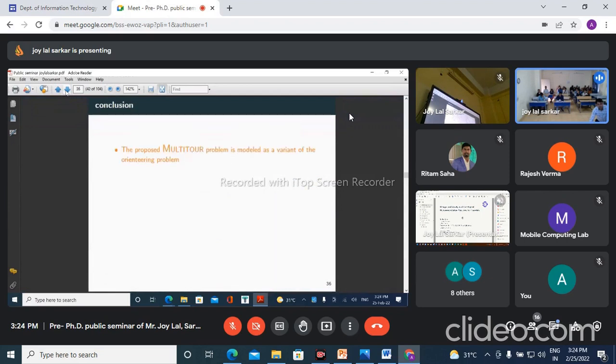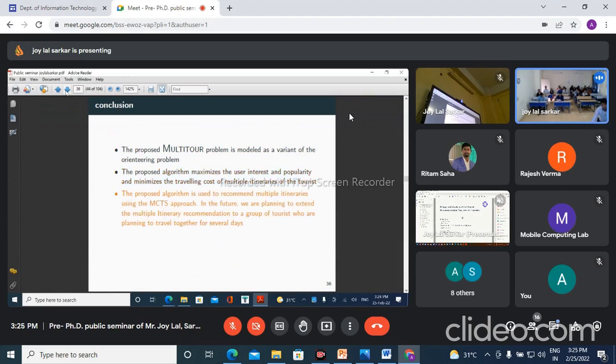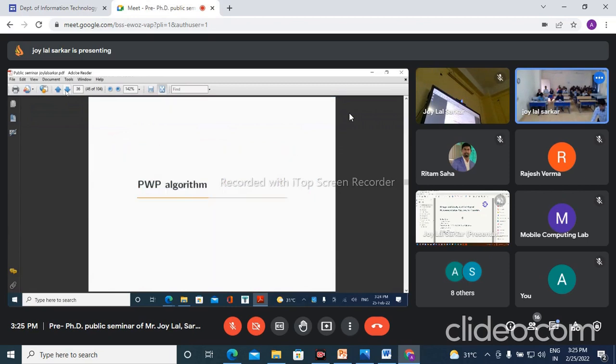So yes, conclusion. My proposed multi-tour problem is modeled as a variant of the orienteering problem, and the proposed algorithm maximizes the user interest and popularity and minimizes the travelling cost, which is very important for us. And in the proposed algorithm we have used the Monte Carlo search approach, which is very important. The algorithm I already discussed. Okay, fine. So this is all about my multi-tour algorithm.